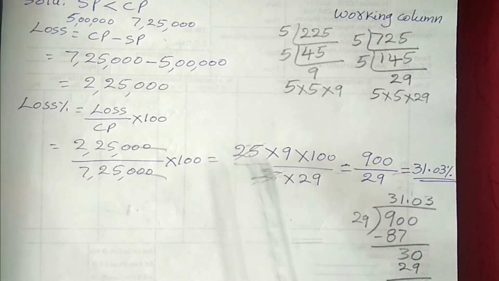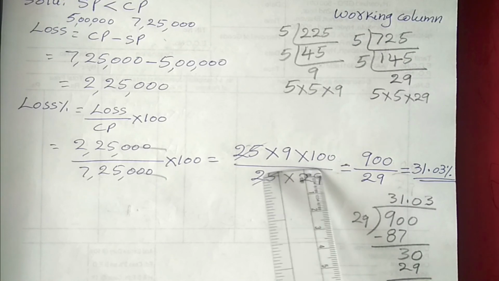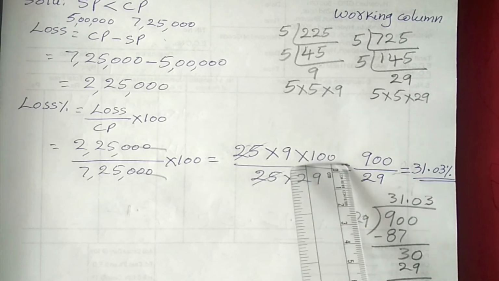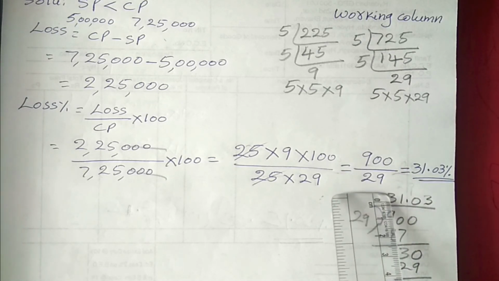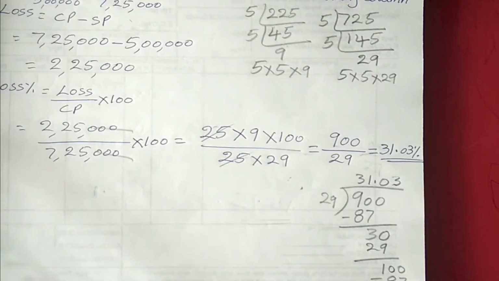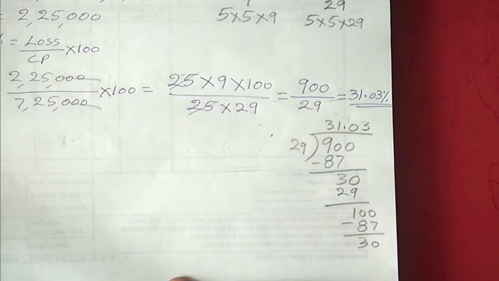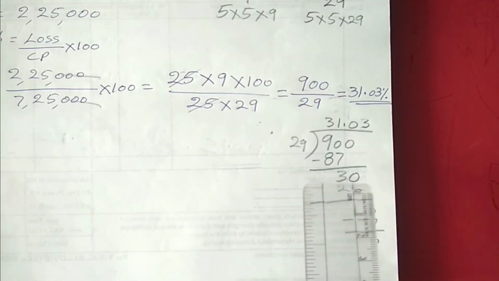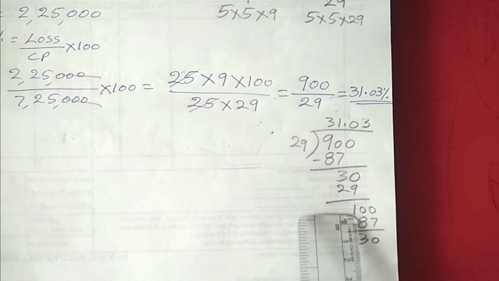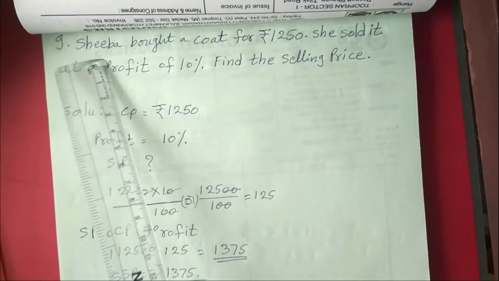Now if we cancel these 25s, how much has remained? 9 into 100 by 29. So 900 by 29. The answer is 31.03%. This is the working column over here. You please check it. G bit.